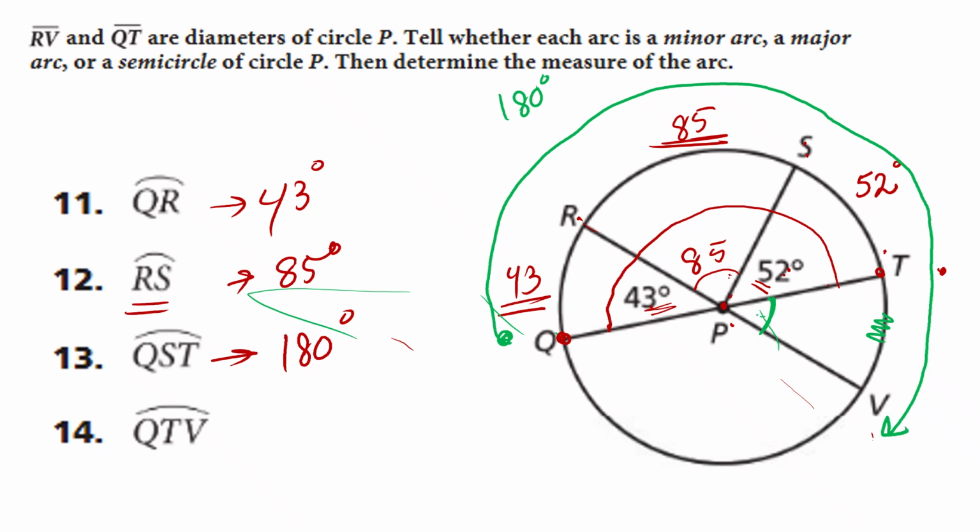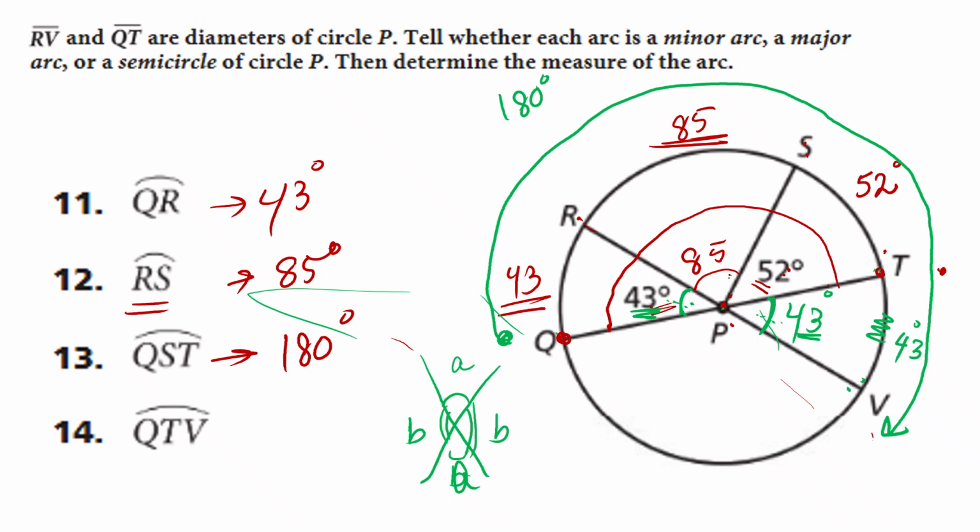So what is this actually? Angle TPV and this angle RPQ, they are actually the vertical angles. So if you remember, if there is an X, this measurement and this measurement are equal to each other. Or this measurement and this measurement are equal to each other. So if this is 43 degrees, then this is also 43 degrees because they make the vertical angles. So TPV is also a central angle. So if this is 43, the measurement of TV is also 43 degrees.